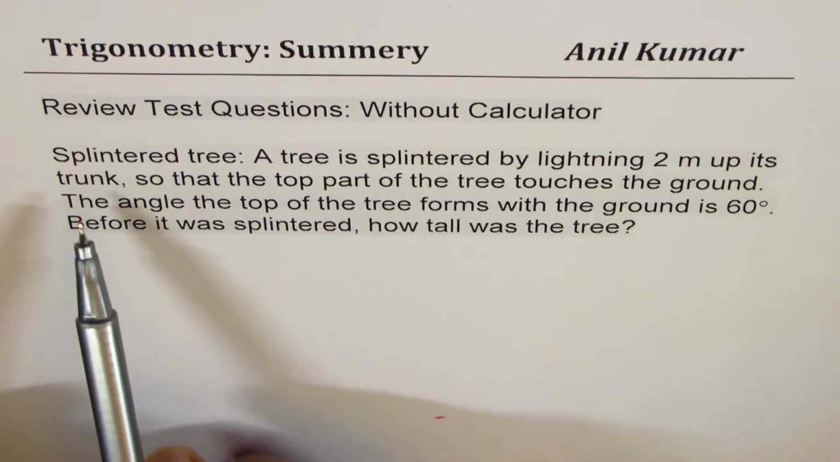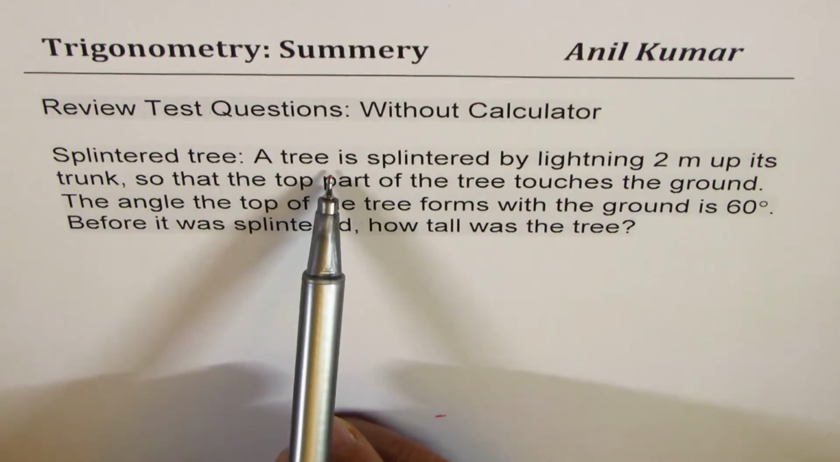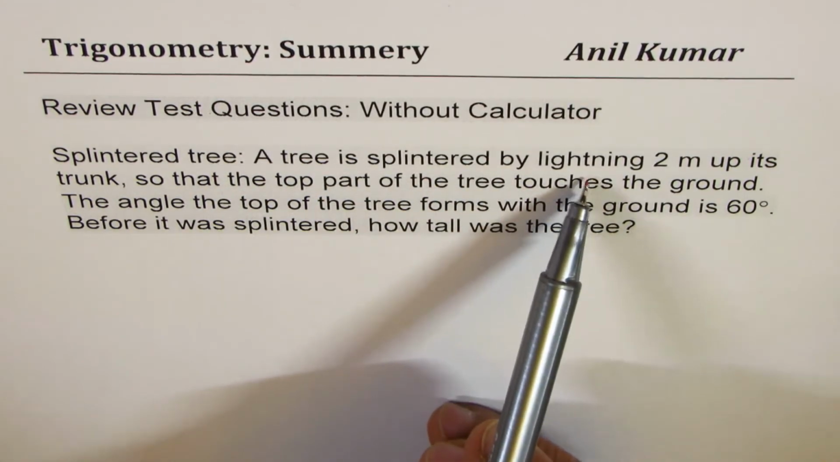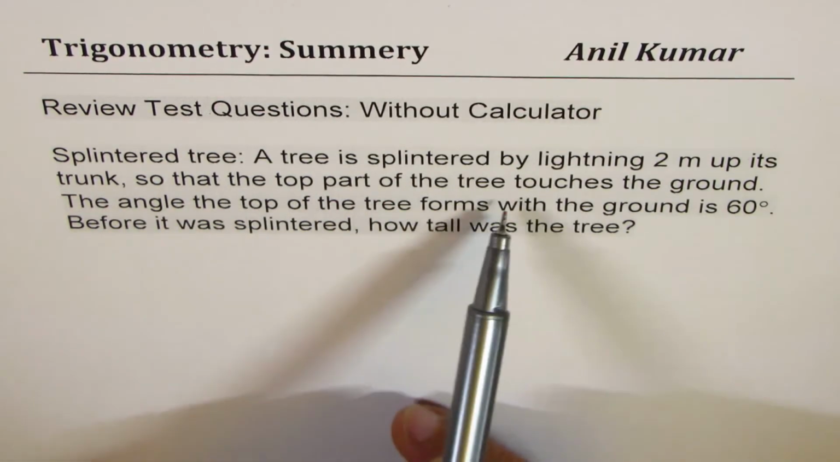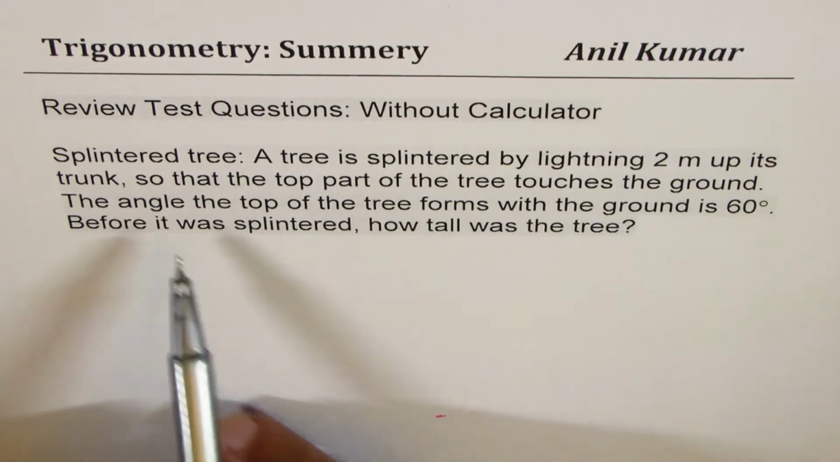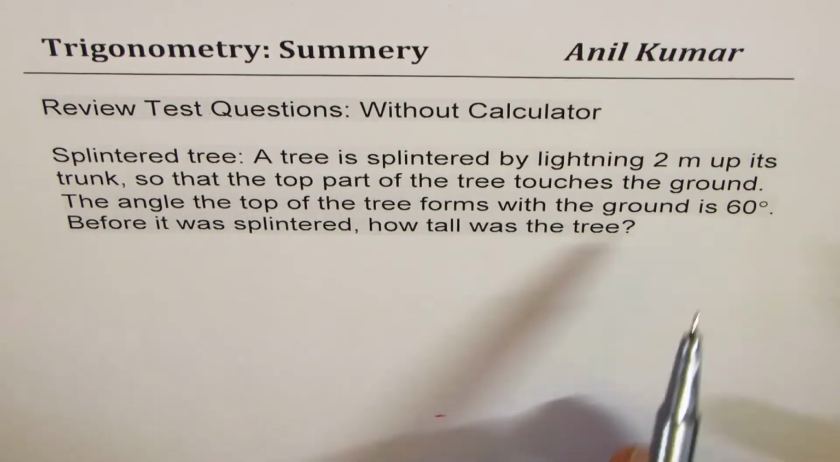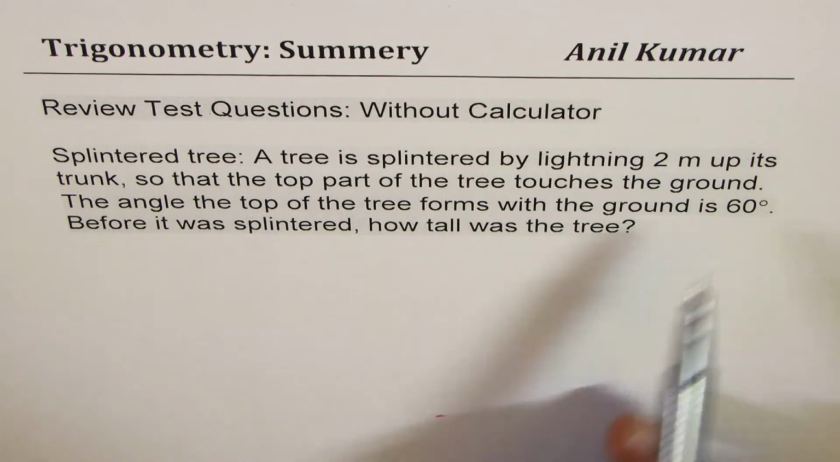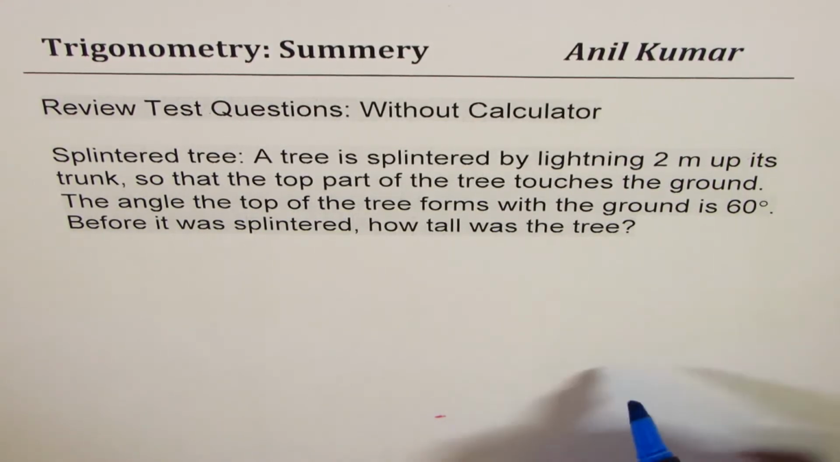This question is an application of a splintered tree. The question is, a tree is splintered by lightning 2 meters up its trunk so that the top part of the tree touches the ground. The angle the top of the tree forms with the ground is 60 degrees. Before it was splintered, how tall was the tree? So that's the question for you. You can always pause the video and answer the question.